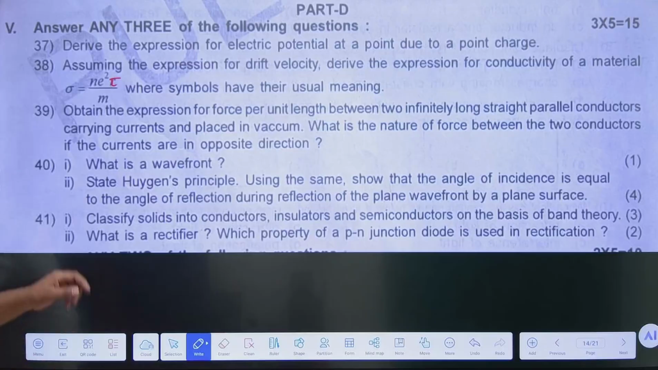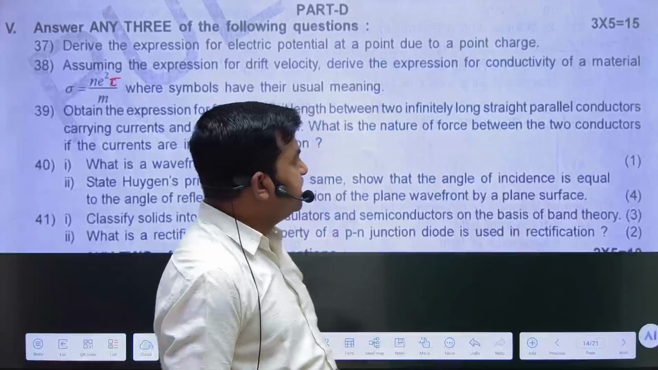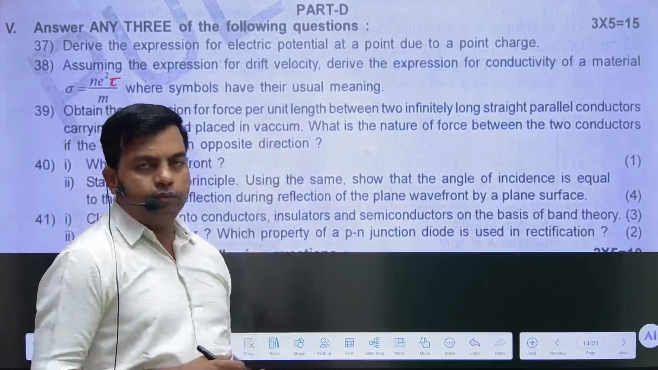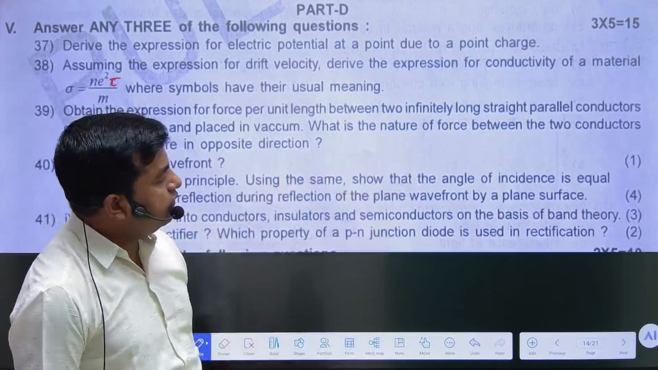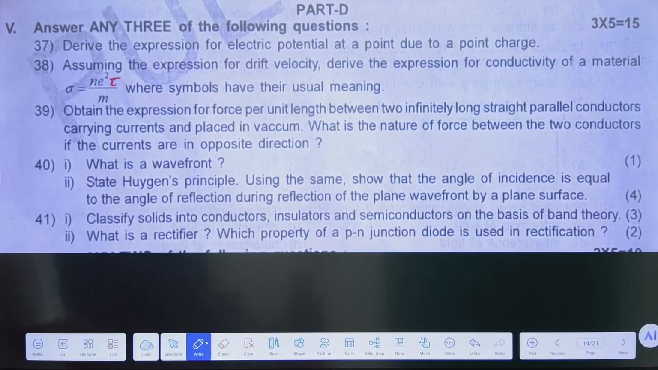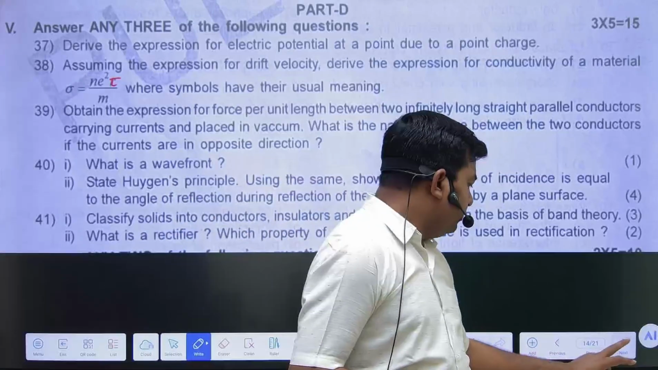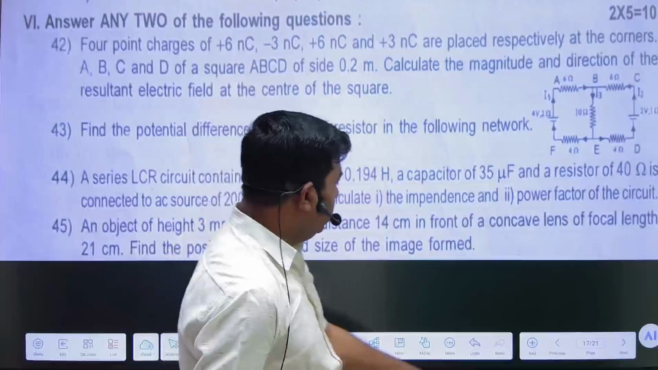The next question is: obtain the expression for force per unit length between two infinitely long straight parallel conductors carrying current and placed in vacuum. What is the nature of force between the two conductors if the currents are in opposite directions? Current flows in the opposite direction. This is question number 39, so we have to discuss question number 39.